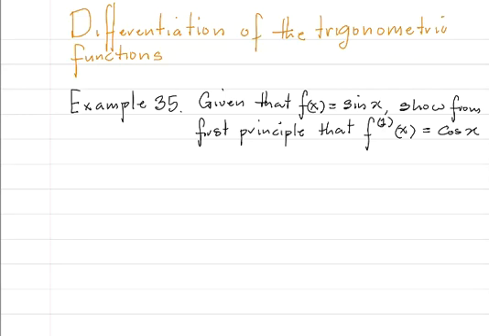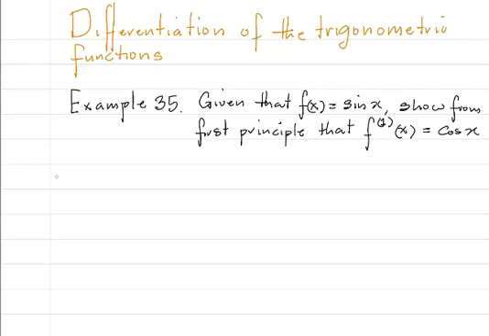Okay, differentiation of the trigonometric function. Example 35. Given that f of x is equal to sine x, show from first principle that f1 of x, which is equal to cosine x. So in other words, given f of x is equal to sine x, we must show that the first derivative of sine x is equal to cosine x.